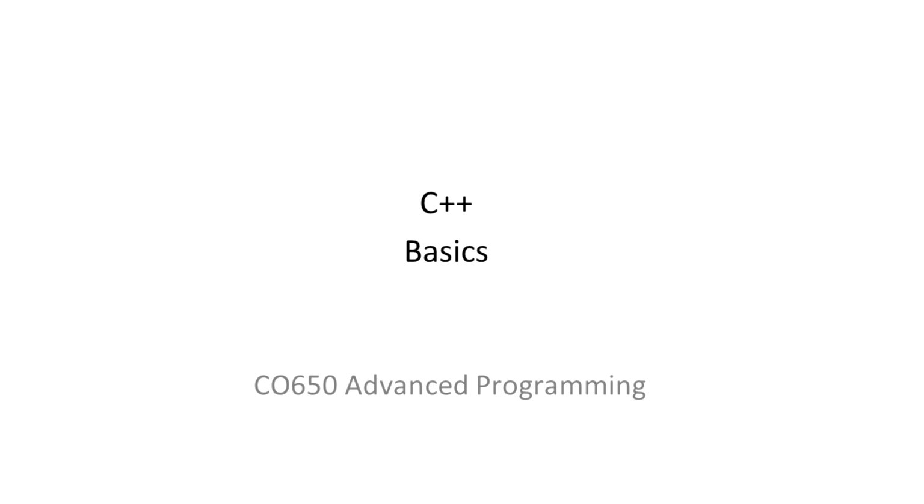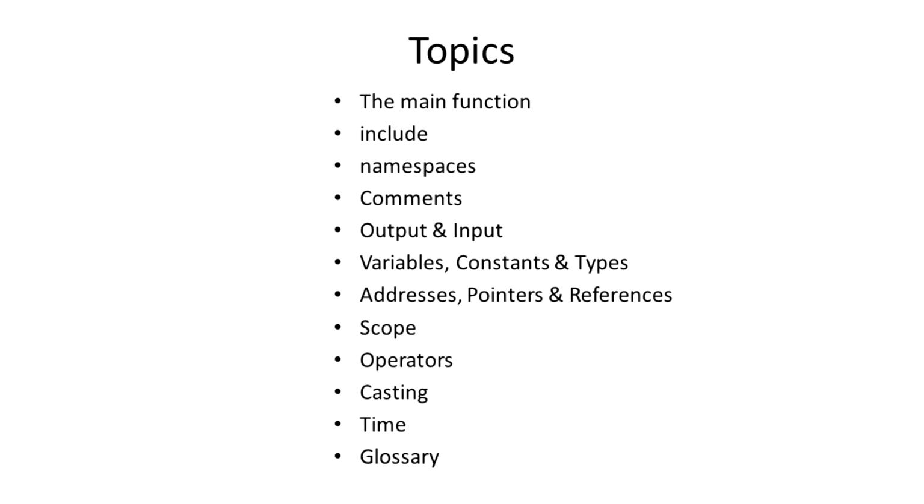Right, so we're going to start this module, CO650, by reminding ourselves about the basics of programming. In this presentation, we're going to talk about the main function, input and output, different ways of commenting, variables, different types, their memory addresses, and how we point to them and refer to them.